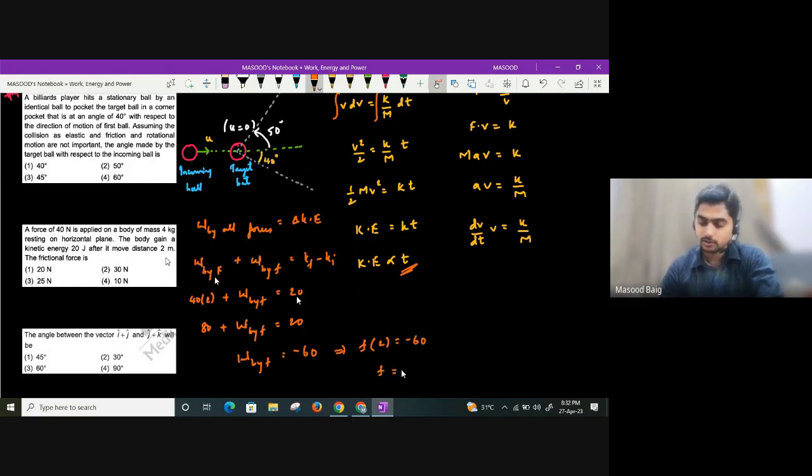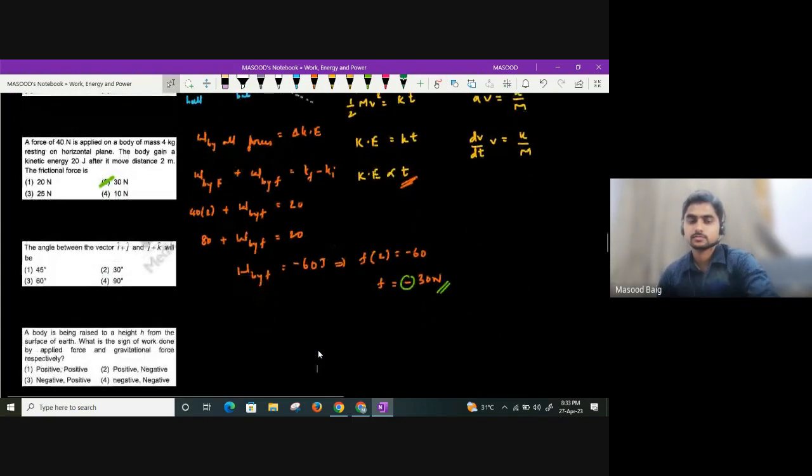So what is the value of friction here? Minus 30 Newton. So what is the meaning of minus sign here? It will act opposite to the direction of motion, guys. How much friction will be acting? 30 Newton frictional force will be acting. And what is the work done by frictional force? Work done by frictional force will be minus 60 joules, guys. Understood, all of you? Yes or no? I hope it is clear.